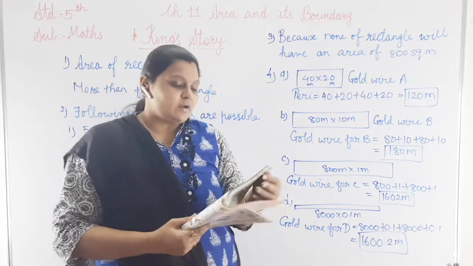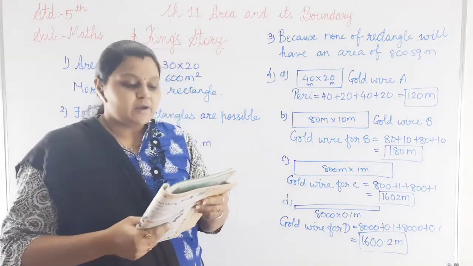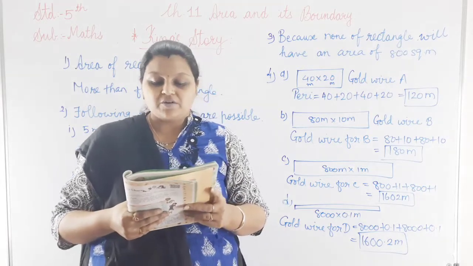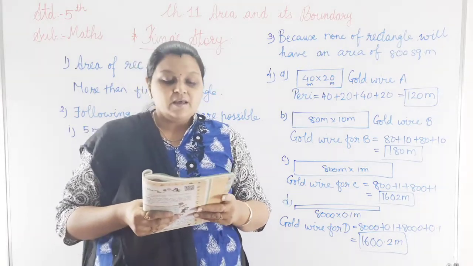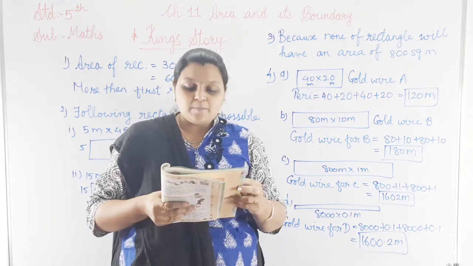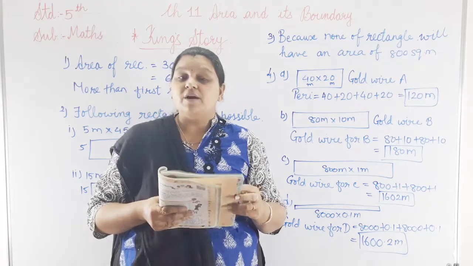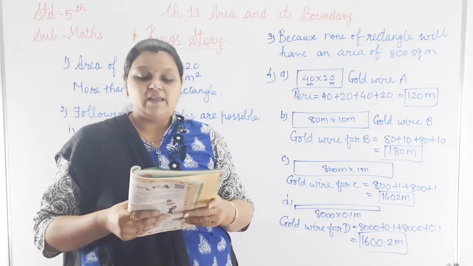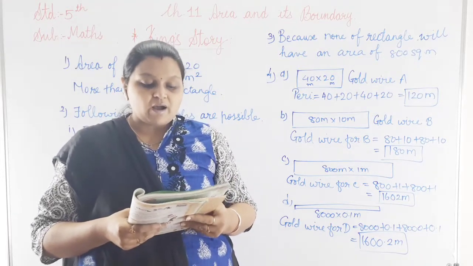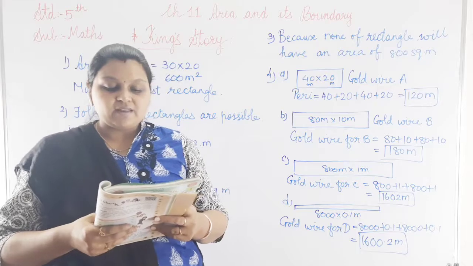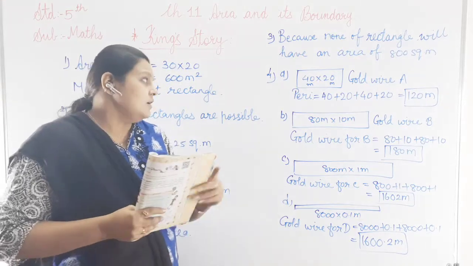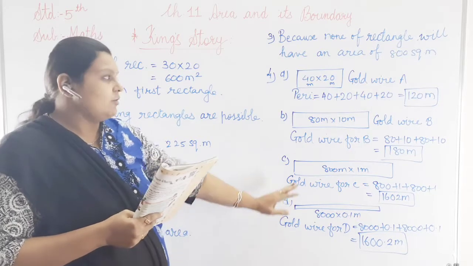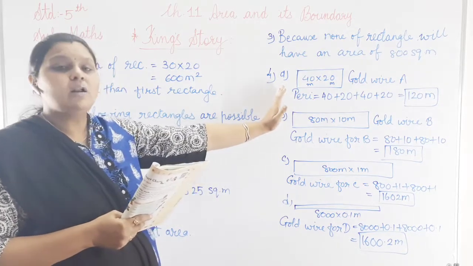Next, so Anwar also tried many different ways to make boundary for 800 square meters of the land. He made rectangles A, B and C of different sizes. Find out the length of boundary of each. How much gold wire will he get for these rectangles? Here different rectangles are given to us. We have to find out gold wire needed for it.